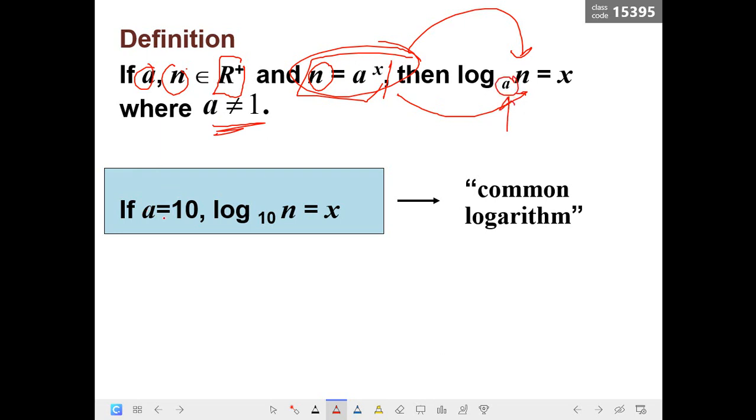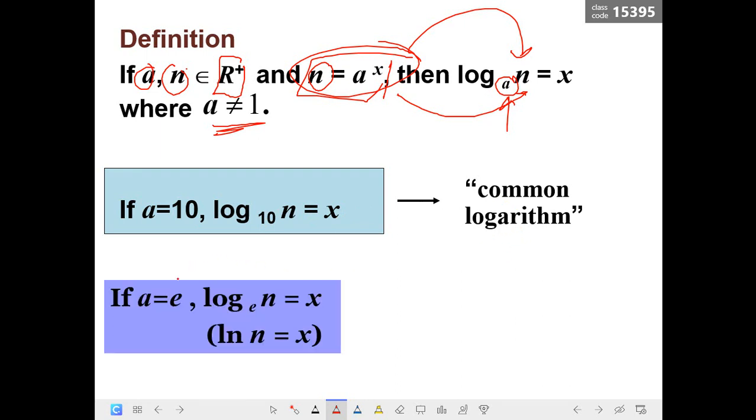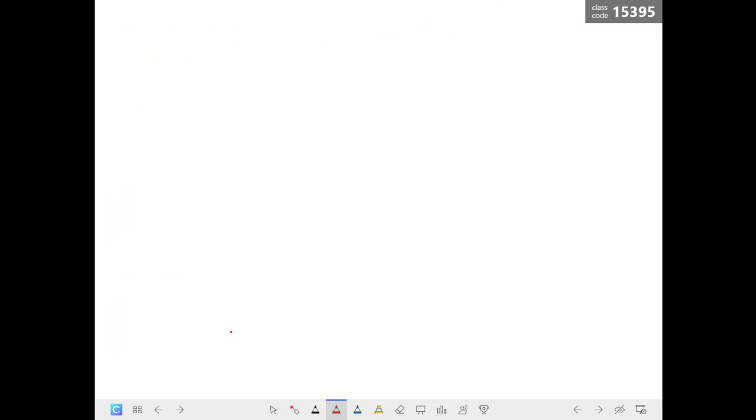If a is equal to 10, log n to the base a is equal to x. This is common log, common logarithm. If a is equal to e, log n to the base e is equal to x, and log base e can simplify to ln. ln refers to log to the base e. This is ln, which refers to natural log.